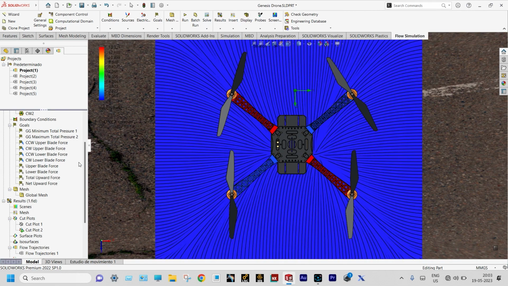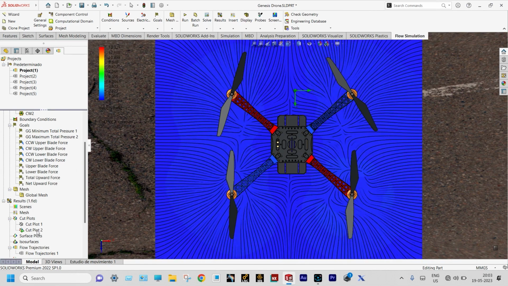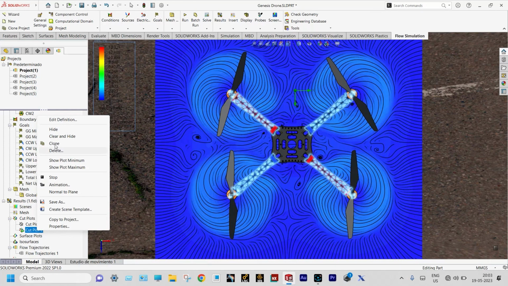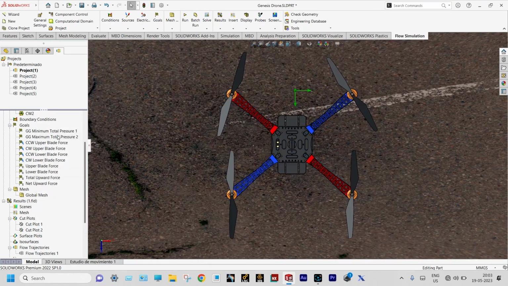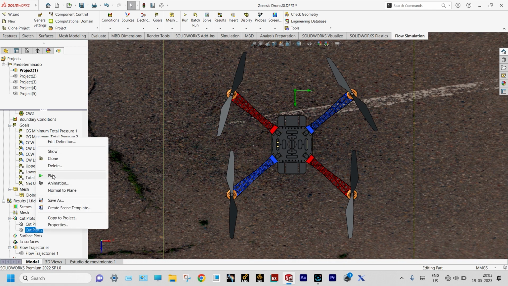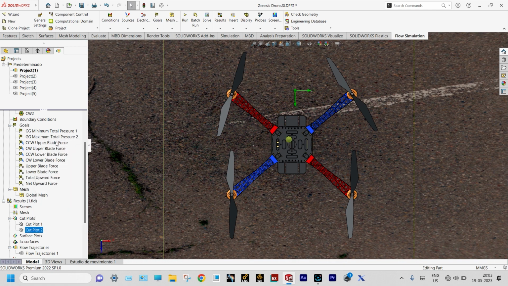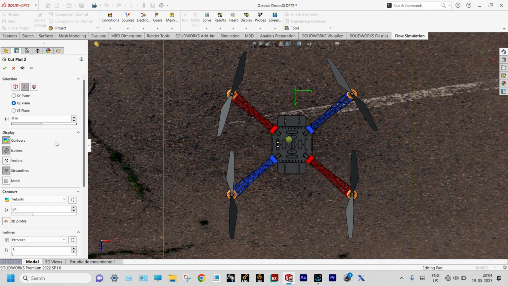Let us clear and hide this one. And we will see from the remaining plane again. So cut plot 2, edit definition, and we want to view it from YZ plane. Green check.